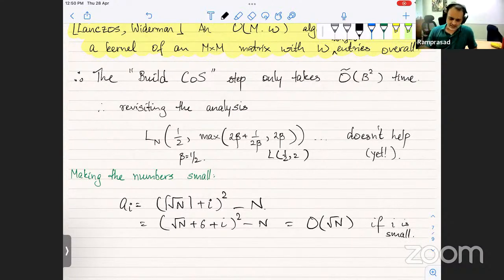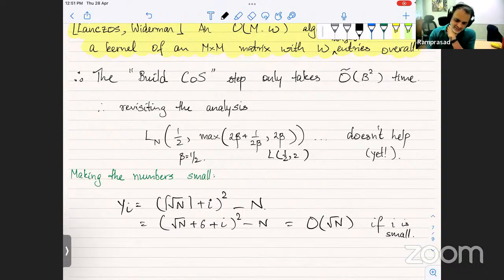Now sorry, this is not my ai, this was my yi. Because ai was the square root n plus i the whole square, but the residue is this yi. And we were somehow hoping that the yi's are the ones we want to be smooth. And naturally, if the yi's are in a smaller range, or rather they're quite a small number, the chances of it being smooth also increases by a little bit.